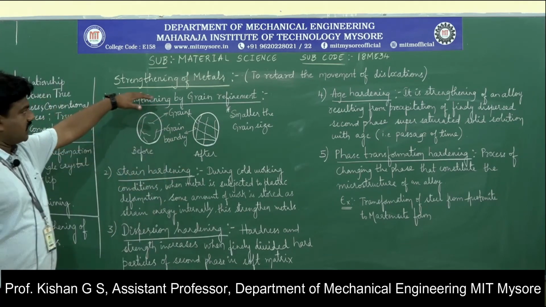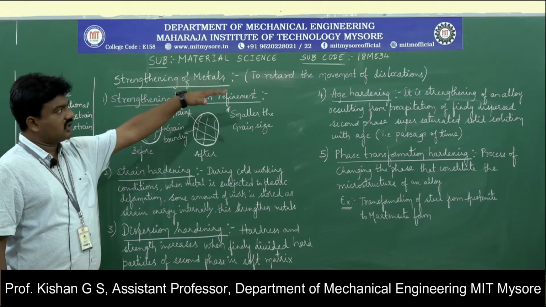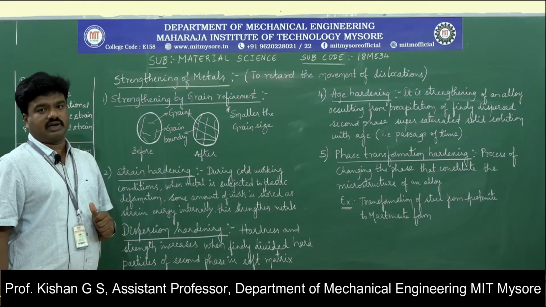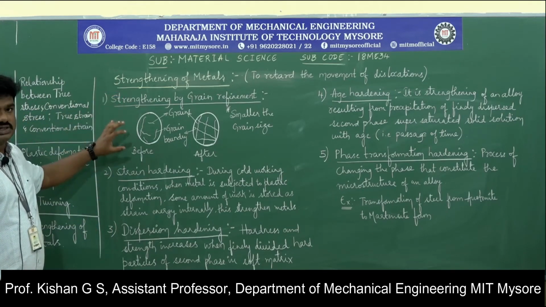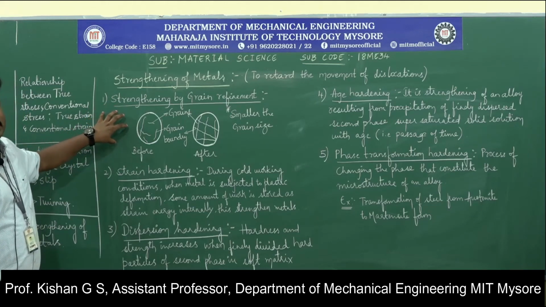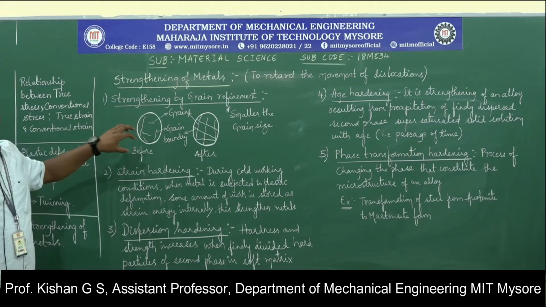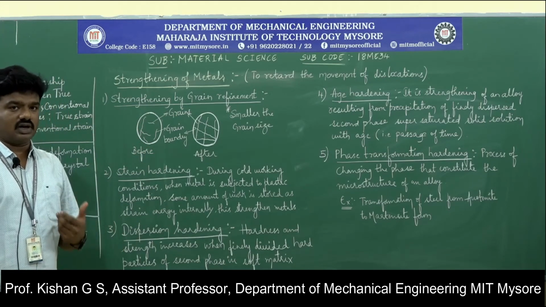So as it is stated, strengthening of metals is directly related to retarding the movement of dislocation in any material. So here we have different methods to resist the dislocation movement. One such is strengthening by grain refinement. So we have studied something on grain boundary and grain size in the different types of dislocation.